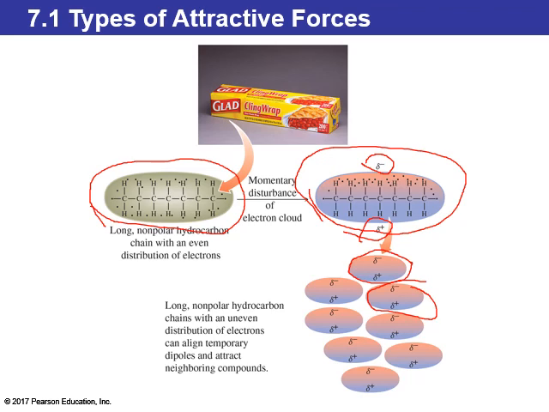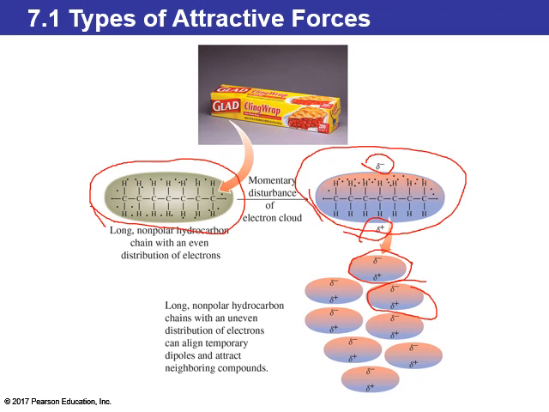So these are really transient interactions. Transient means short-lived. So these don't last for very long. So this is the weakest of the attractive forces that we have. A great example of this is like cling wrap. So it's not really difficult to pull cling wrap away from itself, right?